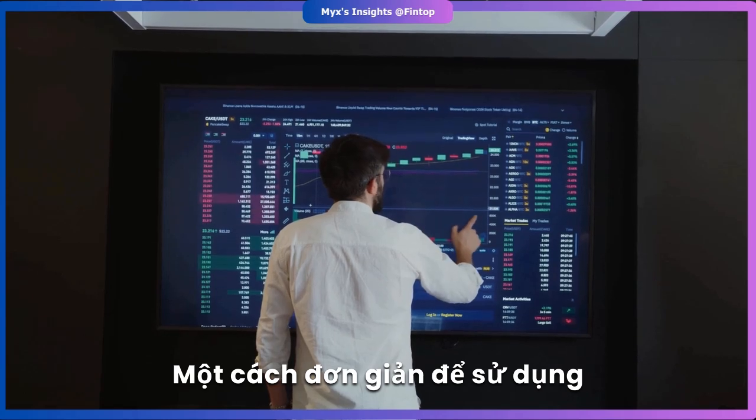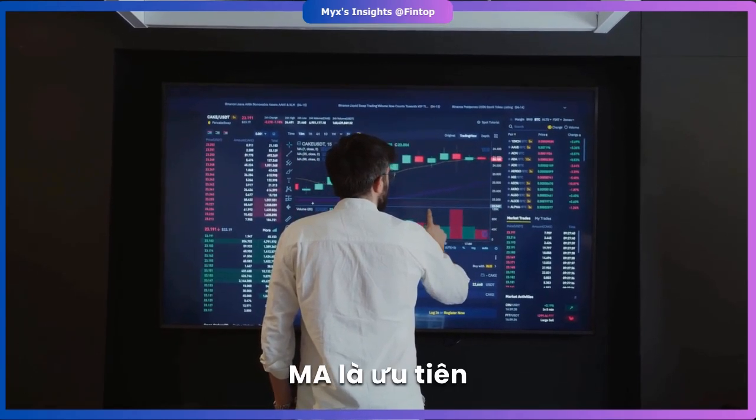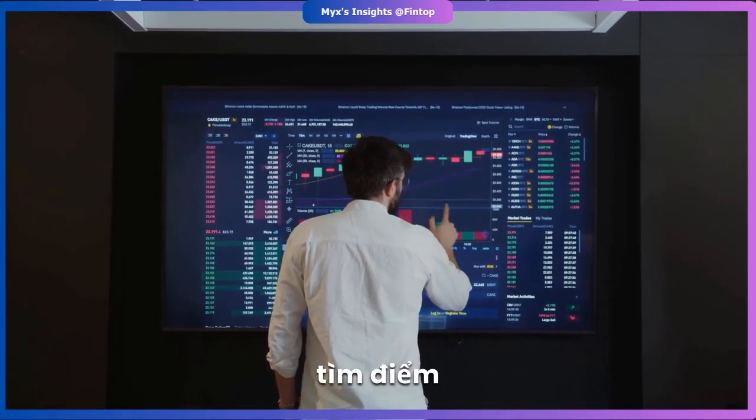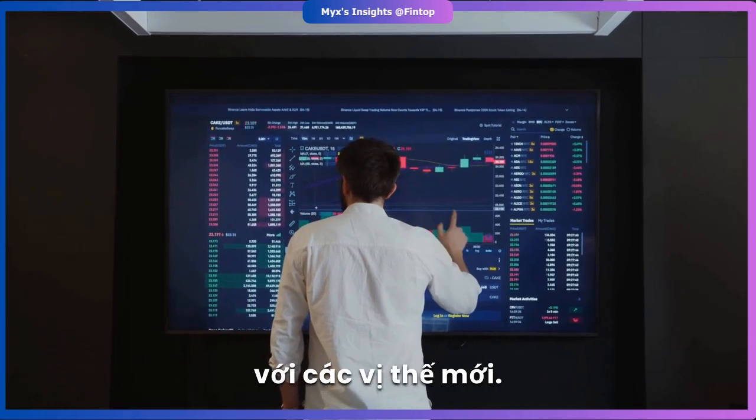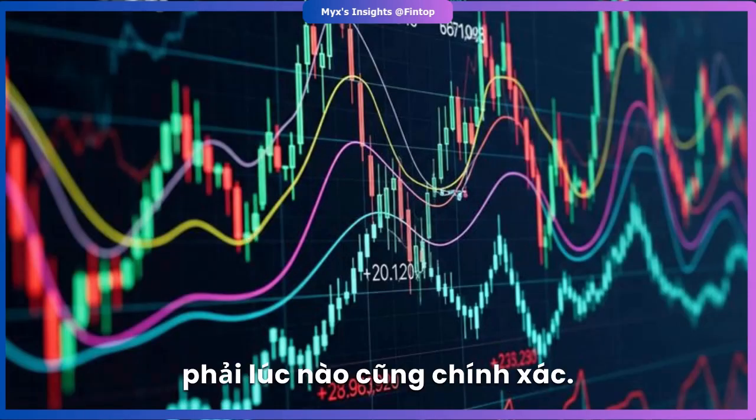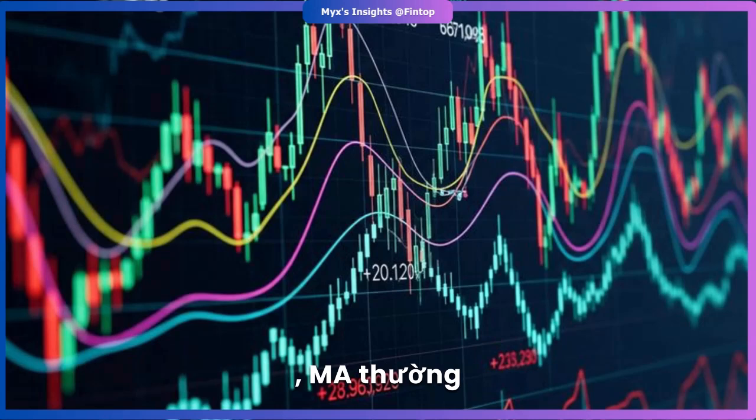A simple way to use it: price above MA 200, prioritize looking for buy entry points. Price below MA 200, be cautious with new positions. However, MA is not always right. During a sideways market period, MA often creates quite a lot of false signals, noise.